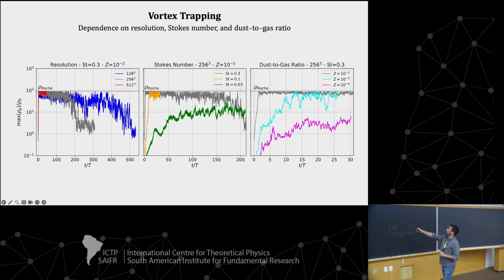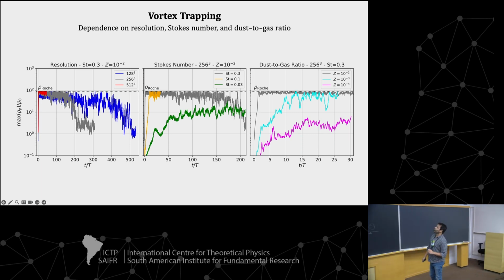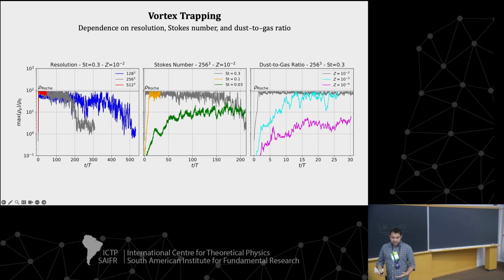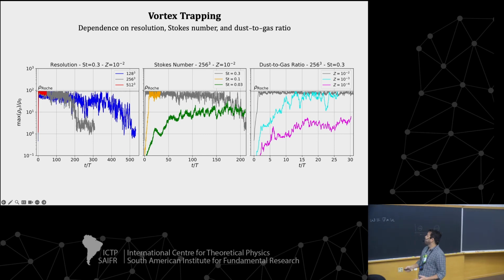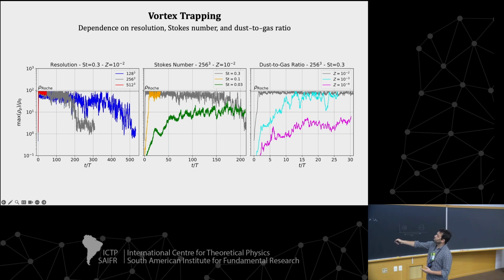And here, we vary the Stokes number, keeping the same metallicity. So for smaller grains, 0.03, you end up not achieving the Roche density. So you would say, wow, okay, then objects will not form. However, it easily goes beyond the dust-to-gas ratio 1.